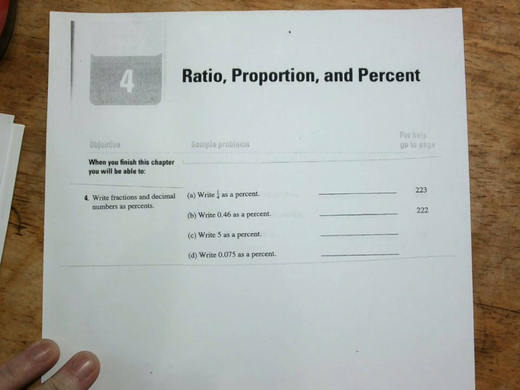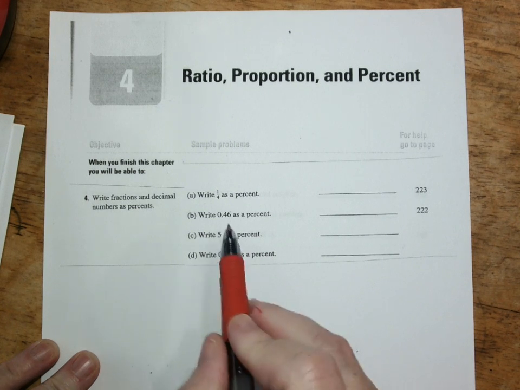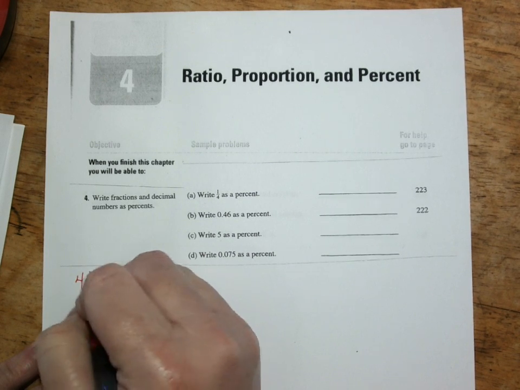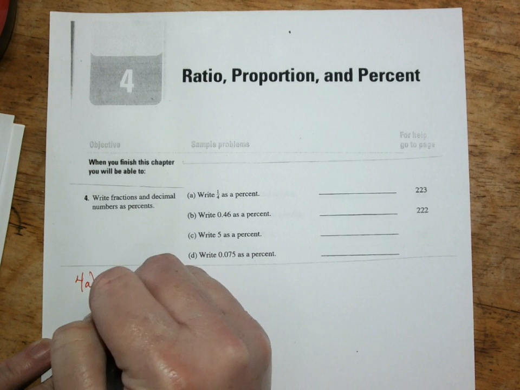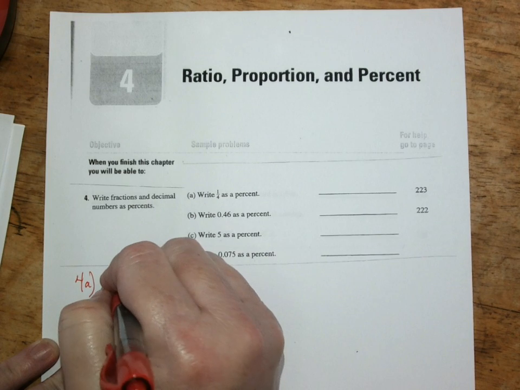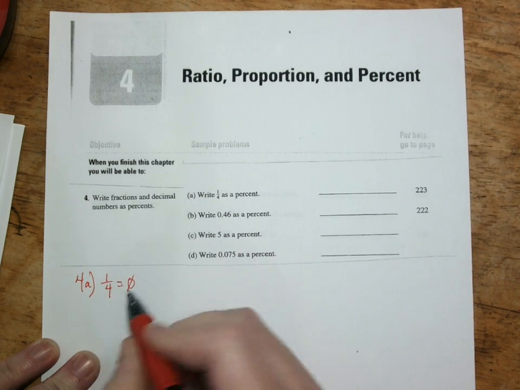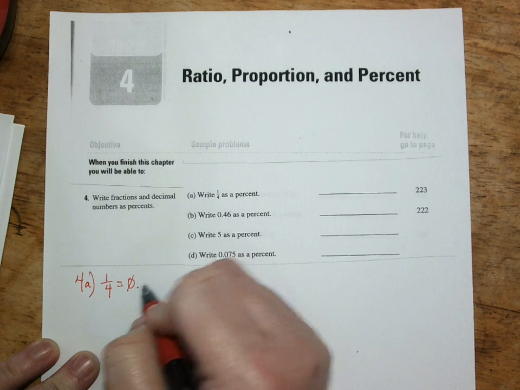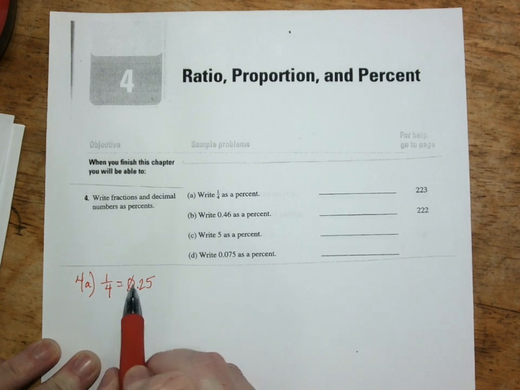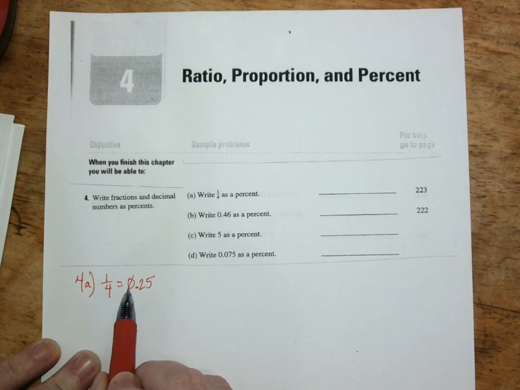So when you're changing a fraction to a percent, first you need to change the fraction to a decimal form. So for 4a, 1/4 is a common fraction. And if you remember correctly, 1/4 is equal to 0.25 or 25 hundredths. Don't forget that leading zero. Sometimes it's hard to see that decimal point there, so don't forget the leading zero.